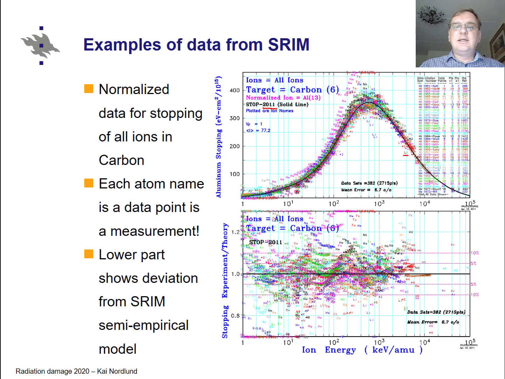Anyway, you see that this is a comparison of the experiment versus the theory, and here you see that there is considerable variation. The mean error is 6.7%, so this means that the model stopping powers are not perfectly reliable. On the other hand, you also realize that the experiments are not fully consistent with each other either, so there is some uncertainty, and roughly speaking, one can say that the order of the uncertainty of the SRIM stopping powers is plus minus 20%.